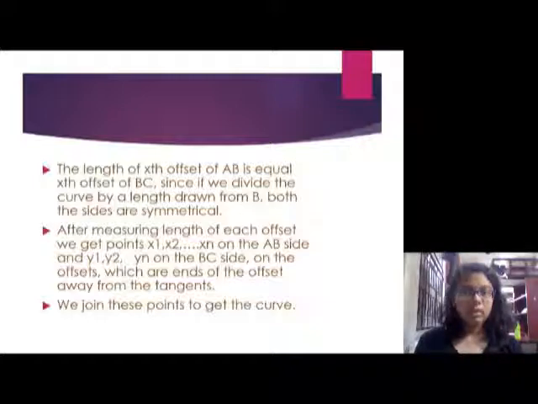The length of the xth offset of AB is equal to the xth offset of BC, since if we divide the curve by a line drawn from B, both the sides are symmetrical. After measuring the length of each offset, we get points x1, x2 till xn on the AB side and y1, y2 till yn on the BC side, on the offsets, which are the ends of the offsets away from the tangents. We join these points to get the curve.